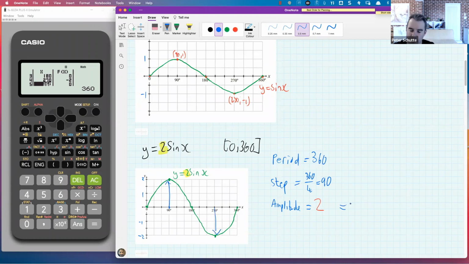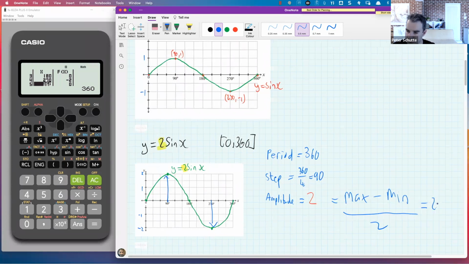Another way of finding the amplitude is to say what is the maximum value minus the minimum value divided by 2. So in this scenario, the biggest value is 2. So 2 minus minus 2 over 2, which is just 4 over 2, which is 2. And it's a bit of a mouthful, isn't it? But that's helpful in more complicated graphs. And so what we call this is an amplitude change, but the method still works.